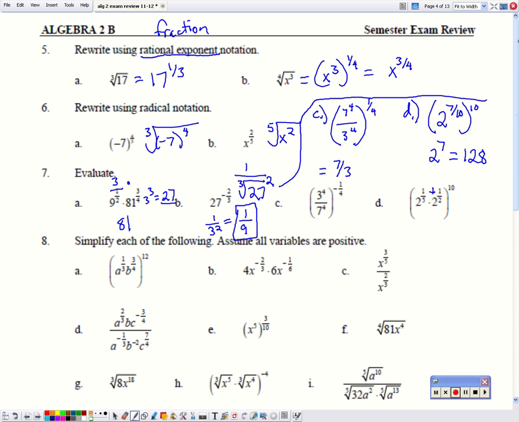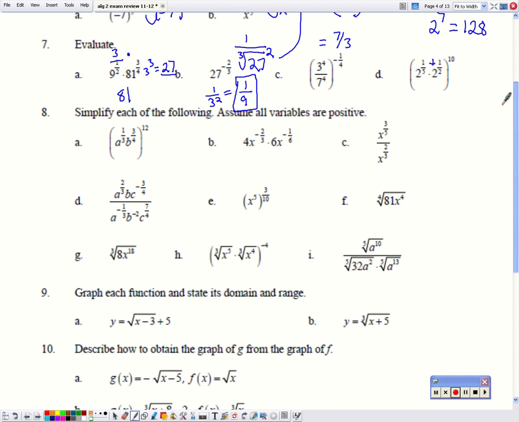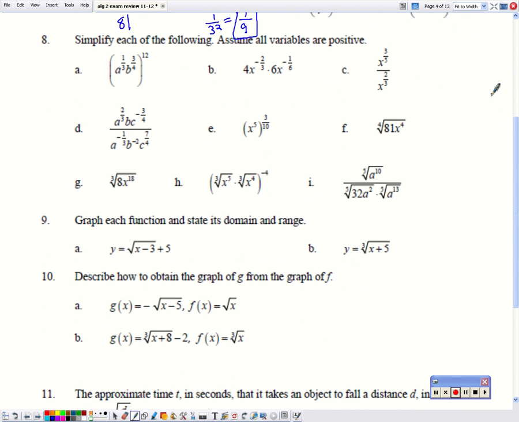Number 8, simplify each of the following. Assume all variables are positive. Now, once again, we are just going to apply our monomial exponent properties. When I raise a power to another power, I multiply. 1/3 times 12 gives us a to the 4th. 3/4 times 12 would give us b to the 9th.